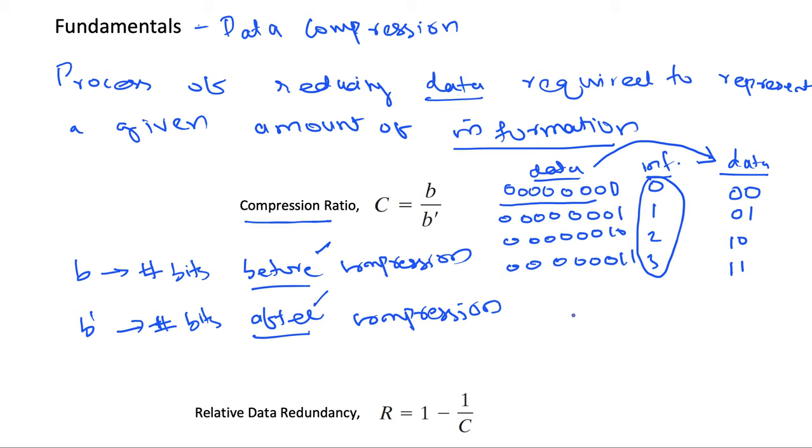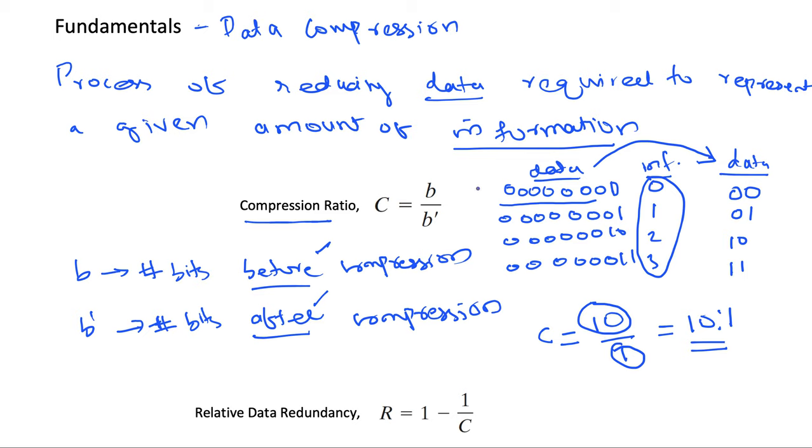Suppose the compression ratio C is 10 by 1, or 10 is to 1. Then what it represents is that one bit is enough to store 10 bits of the uncompressed data. After compression I need just one bit to store the same amount of information; before compression it was 10 bits. In other words, 10 bits can be replaced by just one bit.